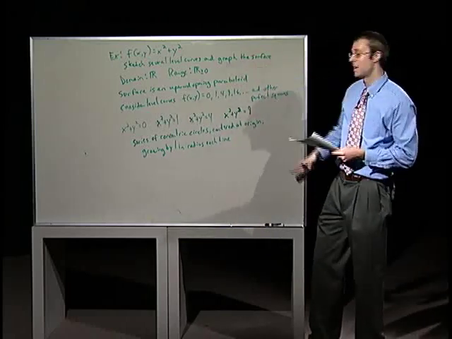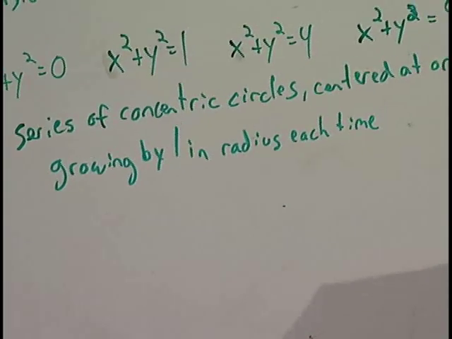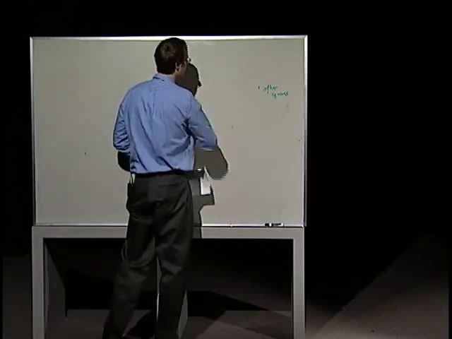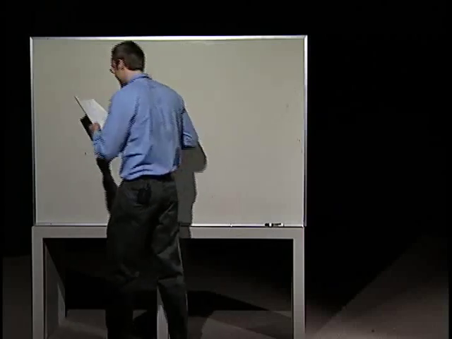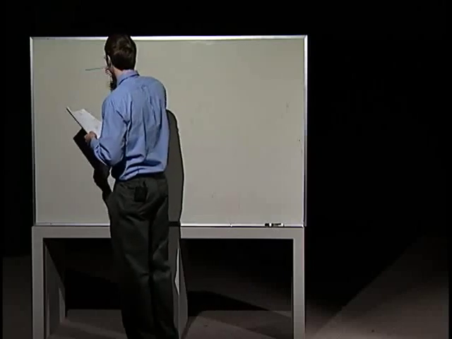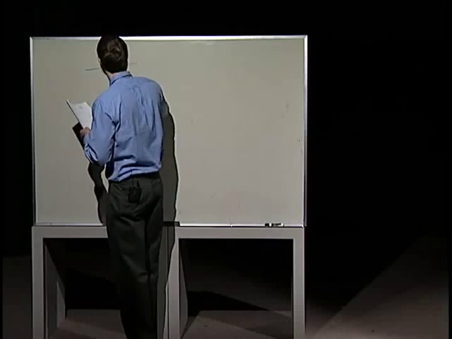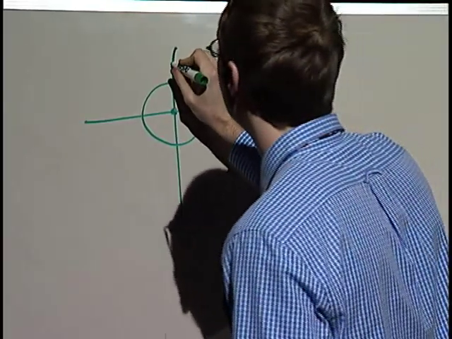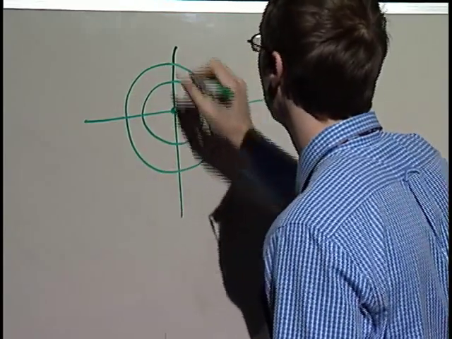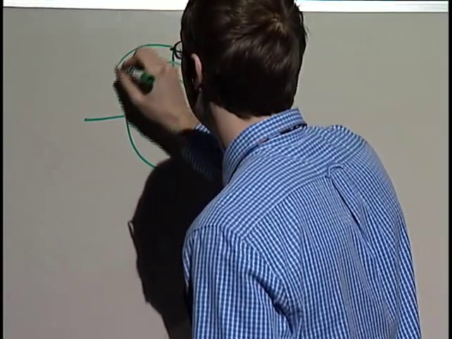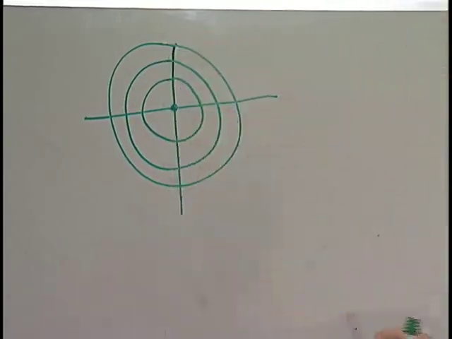Okay, let me erase the top part of this. I'll draw the level curves up here, and then we'll draw the surface. So this is all the stuff we got so far. Let's draw our level curves. Our level curves are concentric circles. Here's the xy plane. There's the point 0, 0. There's the circle x squared plus y squared equals 1, the circle x squared plus y squared equals 4, equals 9, and so on and so forth.